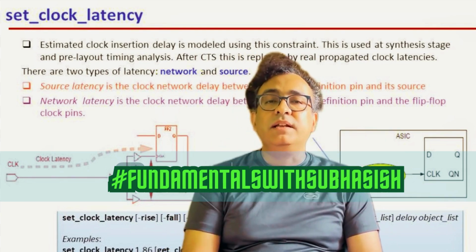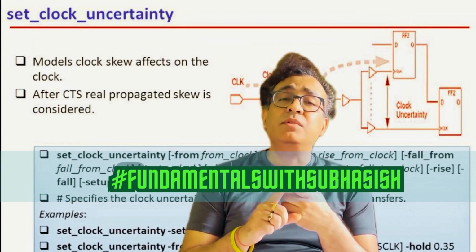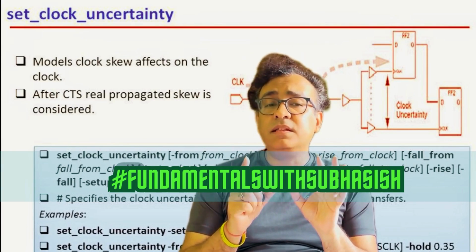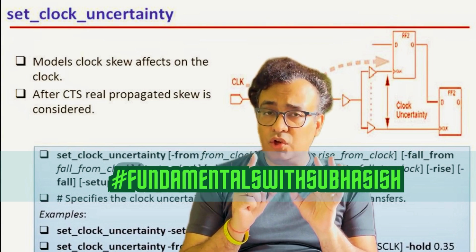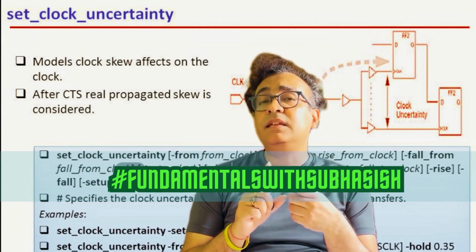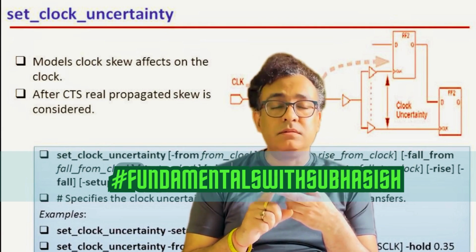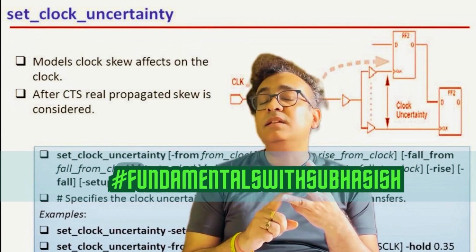Set clock latency can be of two types. One is intra-clock latency. That means, set clock latency is basically not of two types. It is basically the set clock uncertainty. Uncertainty is basically of two types: intra-clock uncertainty and inter-clock uncertainty.